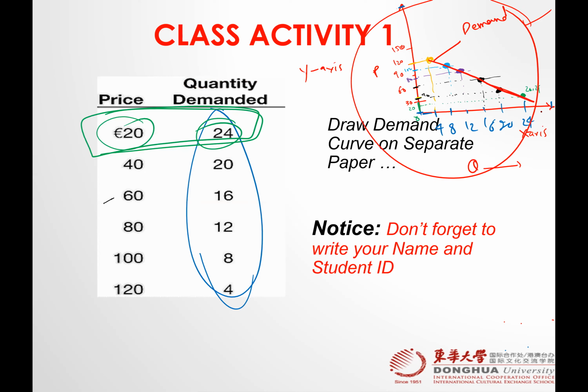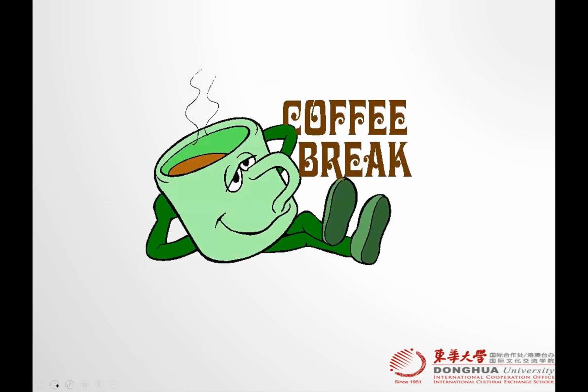So it's downward sloping. And remember, do not forget to write your name and student ID. Okay, you must send all the pictures in a group. Don't send me a personal note. Okay, let's take a 10 minute break and then we start again.